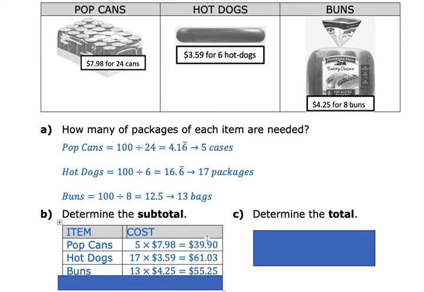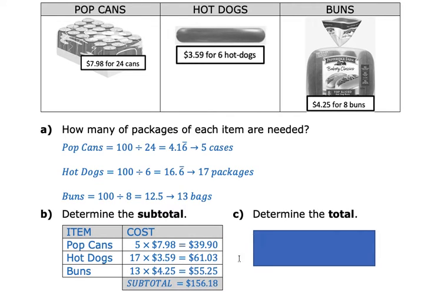That's summarized in this table. It's a way of organizing the information. And to get the subtotal, we need to add together the cost of these items. And we get $156.18. This subtotal is the price before taxes.